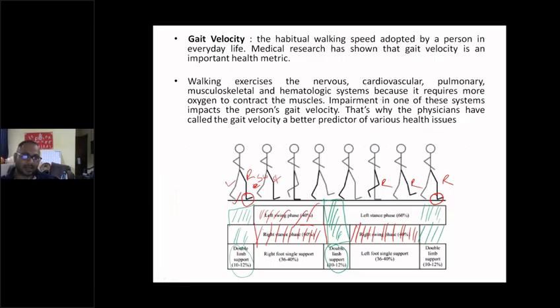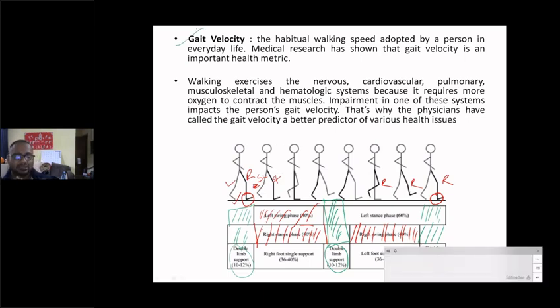Now, another important parameter is gait velocity. In walking, you can have step length, stride length, and ground clearance, that is, how much you lift your leg off the ground when you are moving or in the swing phase. Gait velocity is habitual, because this is behavior-based biometrics, so it depends on your habit. It is the habitual walking speed adopted by the person in everyday life. Medical research has shown that gait velocity is an important health metric.